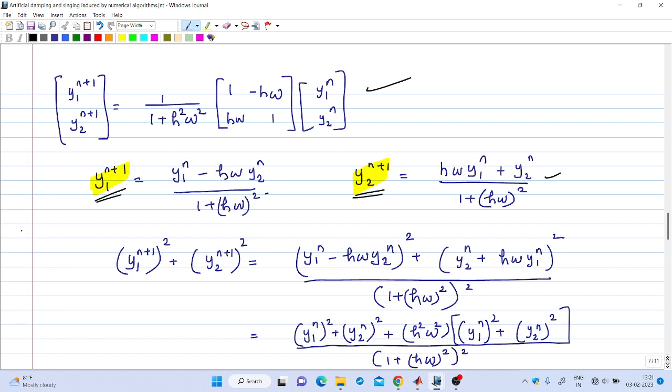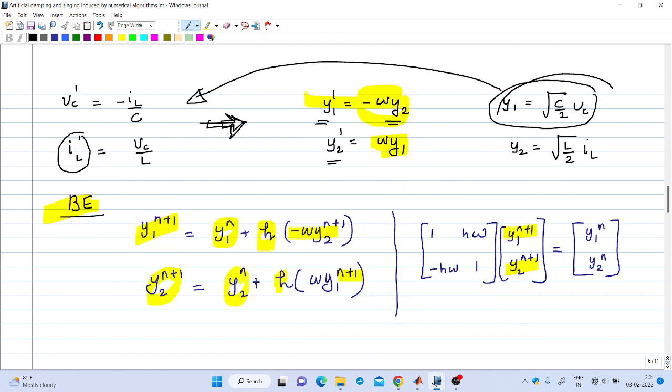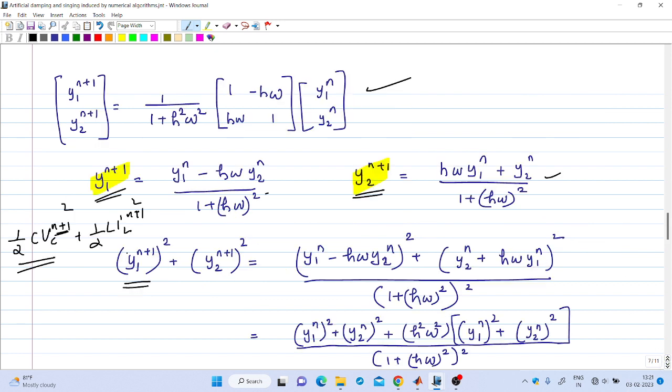And the total energy in the circuit is half into C of VC n plus 1 square plus half into L into IL n plus 1 square. Energy stored in capacitance is half CV square. Energy stored in inductor is half Li square. And we are calculating the energy at n plus 1 instant. So half C VC n plus 1 square is nothing but y1 n plus 1 square because of this substitution. Half C VC square is y1 square. Similarly, half L IL square is y2 n plus 1 square.